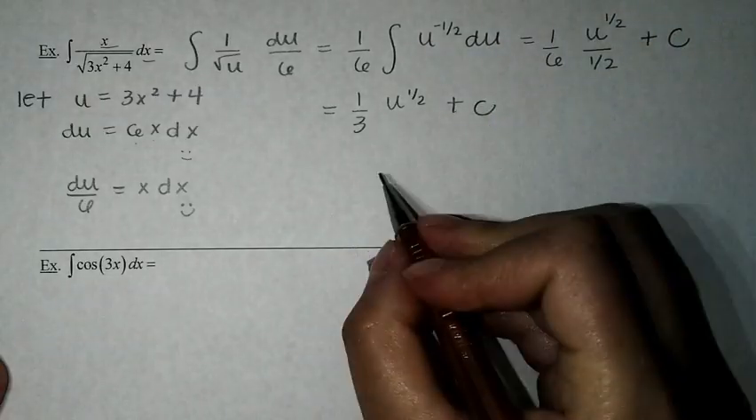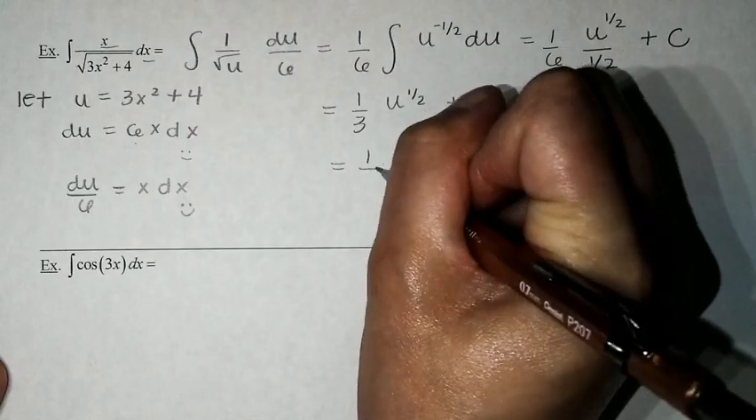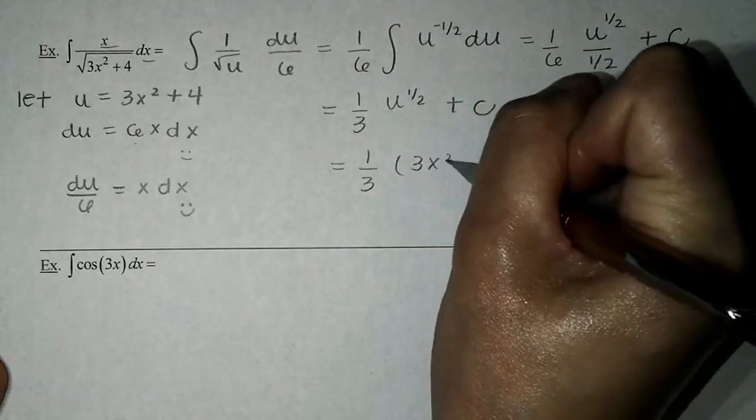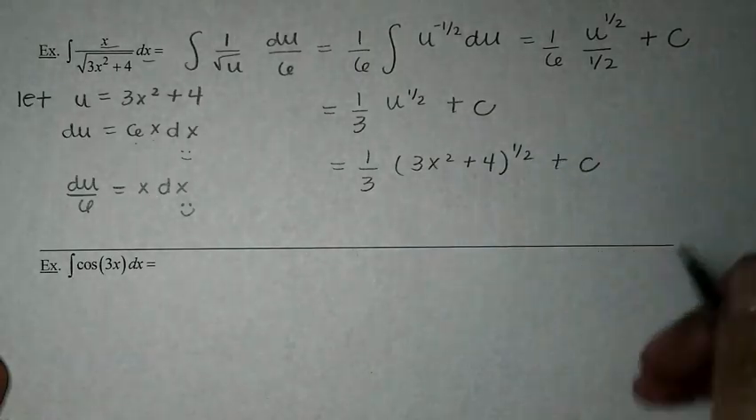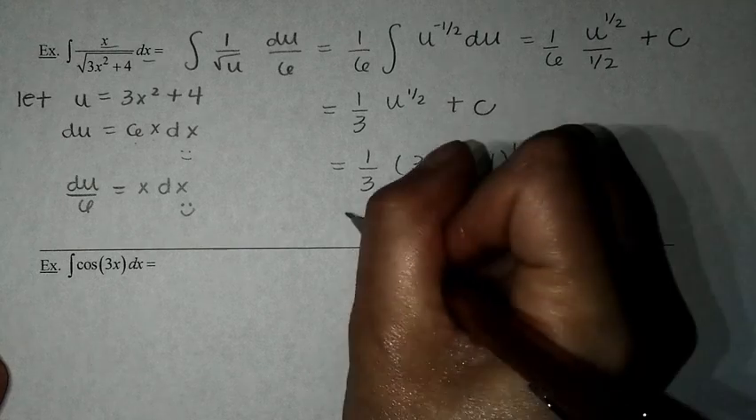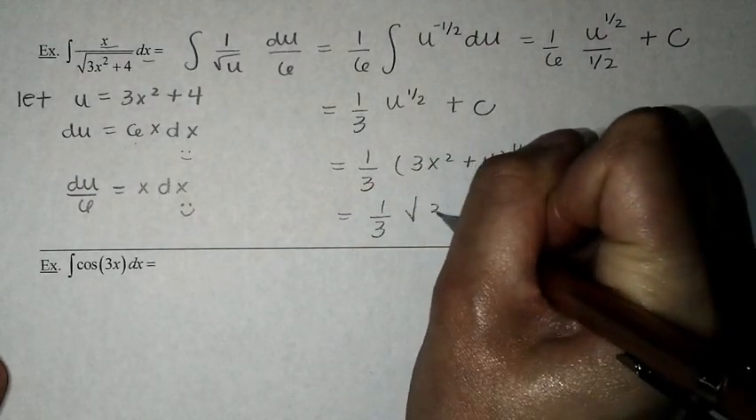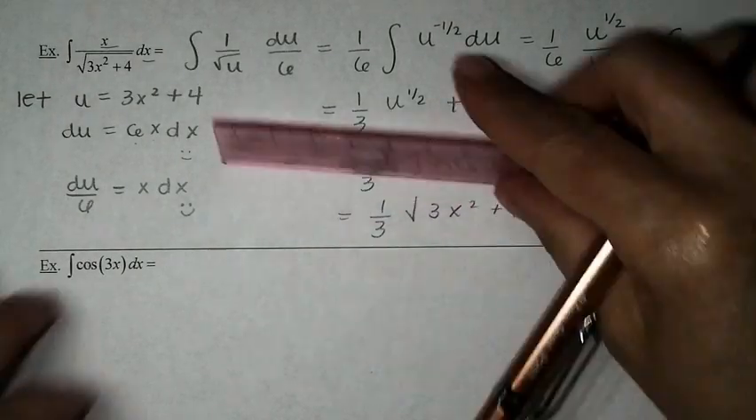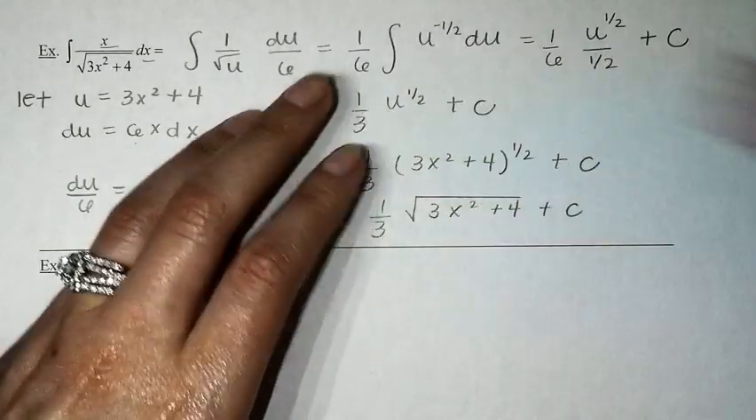And then, as usual, we go back to our x's, our original variable. So you have 1/3, and then you have what? 3x squared plus 4 to the power of 1/2 plus c. I know that some of you prefer to have it in radical form. You can leave it like that if they don't tell you anything, or you can always use your radicals. Plus c. Please remember that the radical does not affect the c in this equation. So it's only like that.